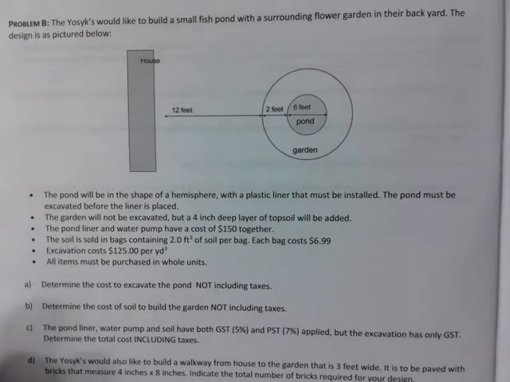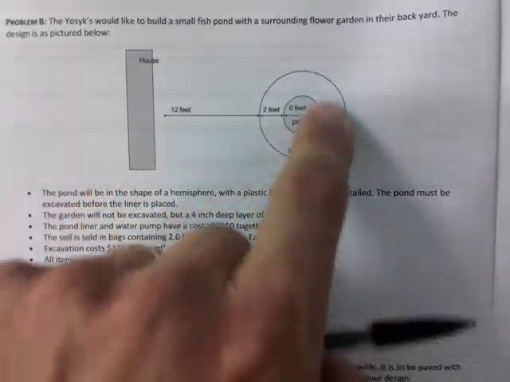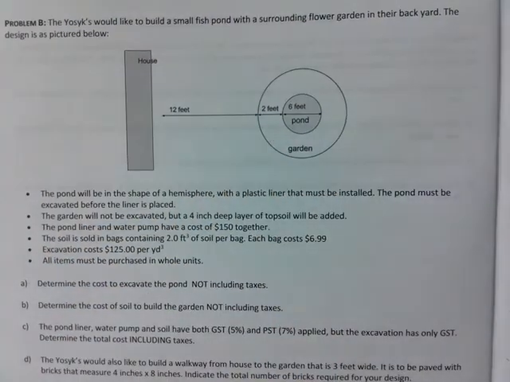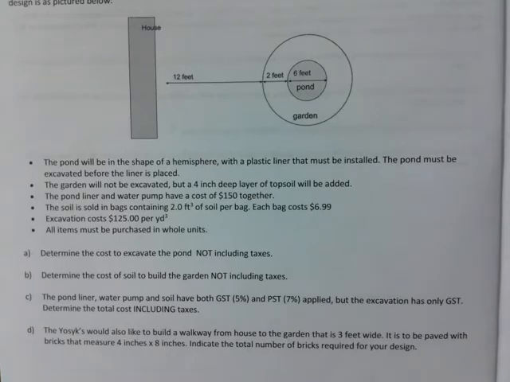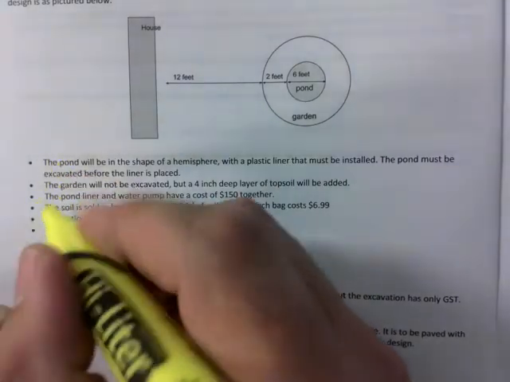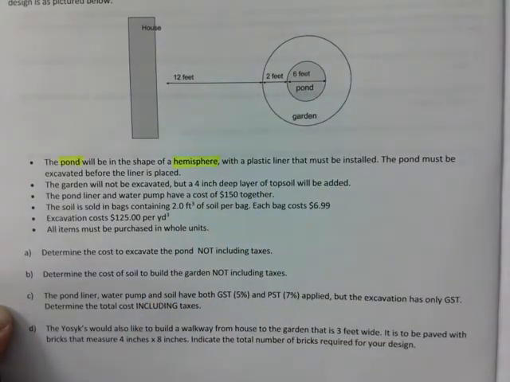Okay, so here we go. Let's read and highlight. The Yosiks would like to build a small fish pond with surrounding flower garden on their backyard. The design is pictured below. So there's a house, and it's 12 feet away from the house. So there's a pond and the garden. Make sure you write things down. The pond will be in the shape of a hemisphere. Uh-oh. Okay. Keywords. Pond is a hemisphere. Half of a sphere.